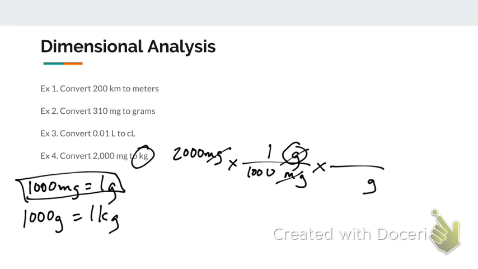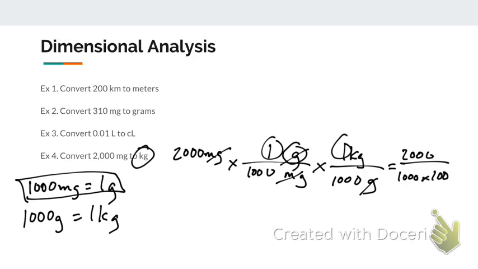This needs to cross cancel, so I need grams below. There's 1,000 grams to 1 kilogram. So that equals 2,000 times 1 over 1,000 times 1 over 1,000. So this equals 0.002 kilograms. Okay.